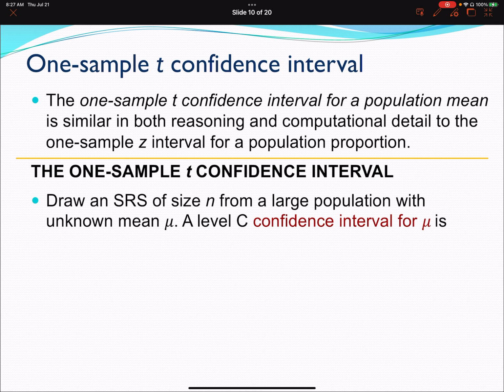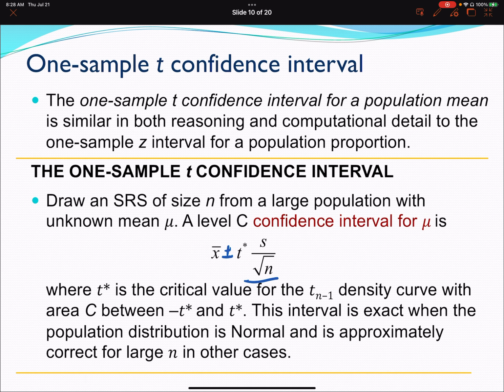A level C confidence interval for mu is going to be x bar plus or minus, instead of z, this time it's t star times the standard deviation of the sample over the square root of our sample size. And t star is the critical value for the t(n minus 1) density curve, with area C between negative t star and t star.